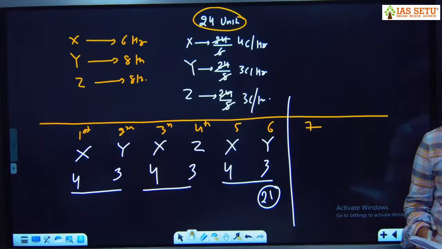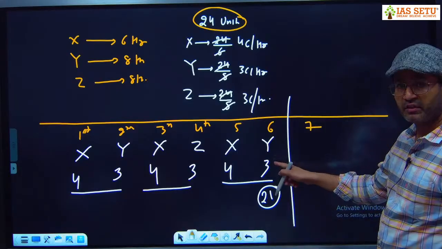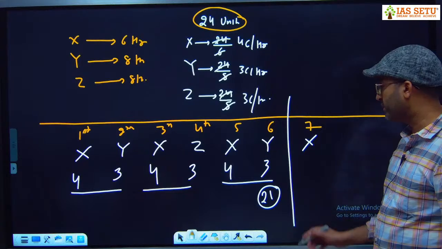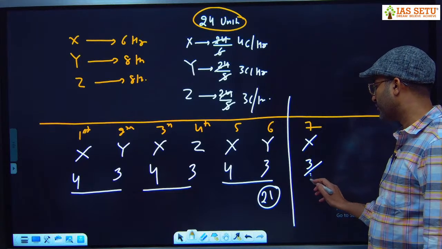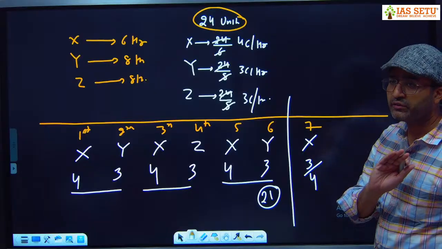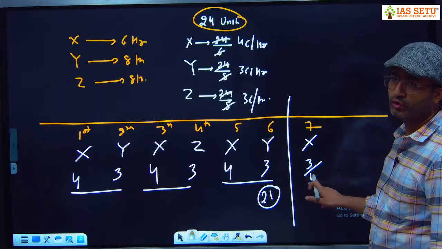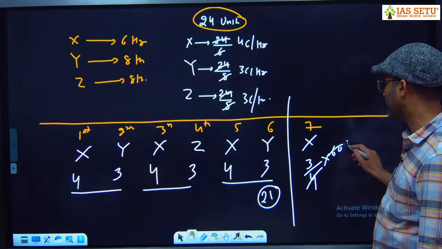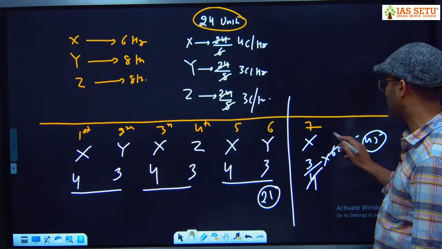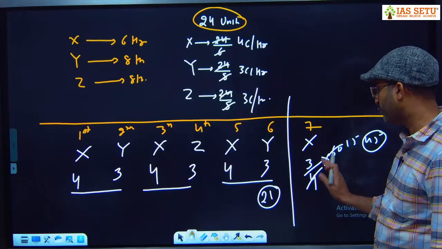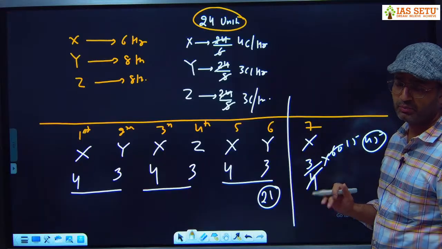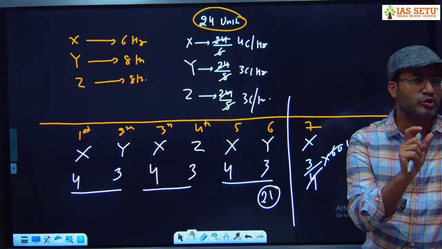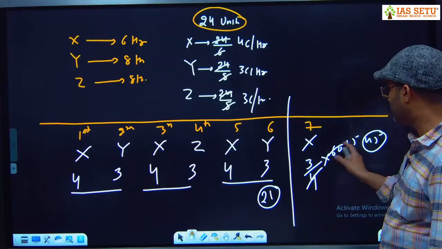Now what chairs are left? 3. Now here, after Y, X can work. Remaining chairs 3. What is the capacity of X? 4. X will not waste a full hour. He will take 3/4 of the hour. What is 3/4 of an hour? Multiply by 60 and the minutes will come. 15 into 3, 45 minutes. X will take only 45 minutes to make 3 chairs, because in 1 hour X can make 4 chairs. Meaning one chair takes him 15 minutes, so 45 minutes for 3 chairs.